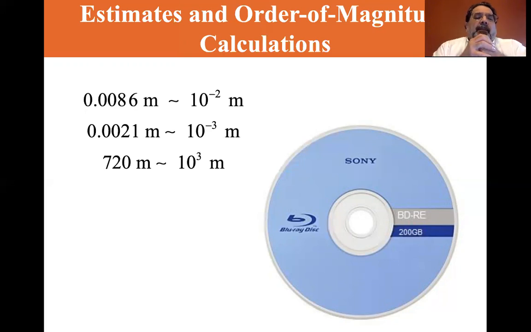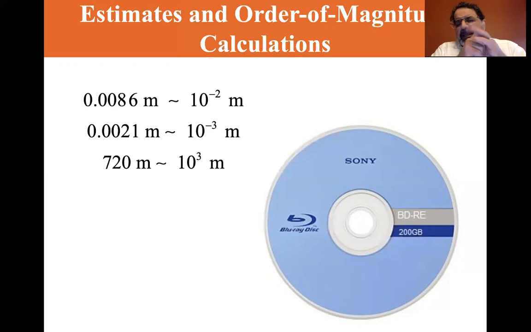So order of magnitude is just looking at the digits. 0.0086 meters, you're rounding, that's 0.01 meters. Well, that's 10 to the minus 2 meters. So it's an order of magnitude 10 to the minus 2. 0.0021 would round to 0.002, and so we make it 10 to the minus 3. 720 meters, well, we could round that to 1,000, so that's 10 to the 3 meters. You just want to move it to the closest one.